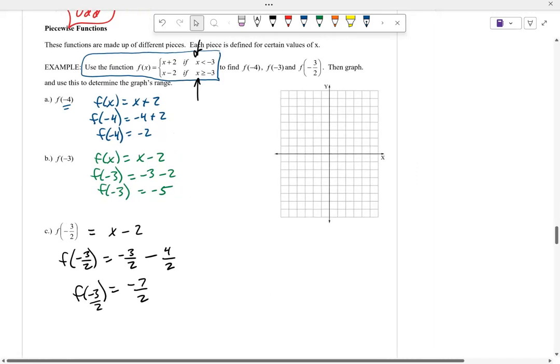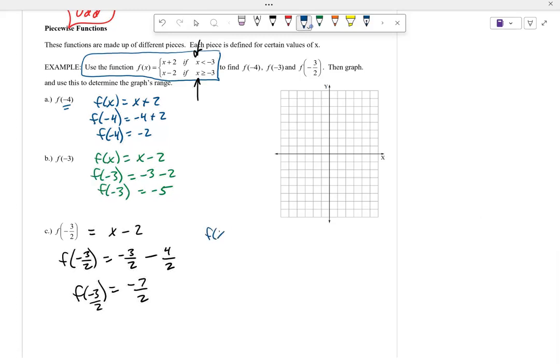And then if you're graphing this, what I like to do when I graph these is I'll take the first one, f of x is x plus 2, and I'll make a table of values. And notice this is for any values less than negative 3. So I'm going to start at negative 3, but I'm going to make it open because it's less than. And I'm going to pick values that are less than negative 3, and I'm going to plug them in one by one and plot the points.